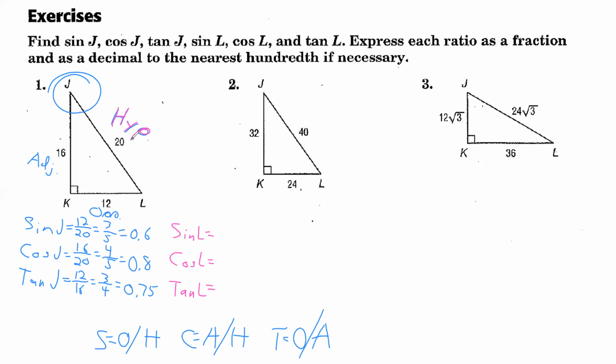But the other two, they switch. Now for L, this is going to be opposite. And this is going to be adjacent. Because based on this angle, L, this is next to L, this is across from L. Next to is adjacent, across from is opposite.